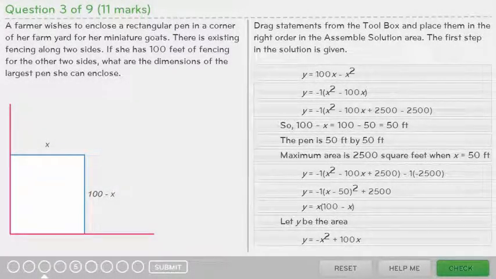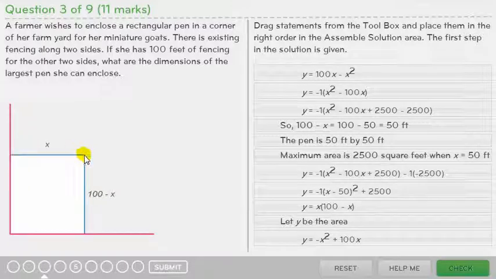In this question, a farmer wishes to enclose a rectangular pen in the corner of her farmyard for her miniature goats. There is an existing fence along two of the sides, like so. If she has 100 feet of fencing for these other two sides, what are the dimensions of the largest pen she can enclose? So before we get started here, we already know a little bit about the perimeter.